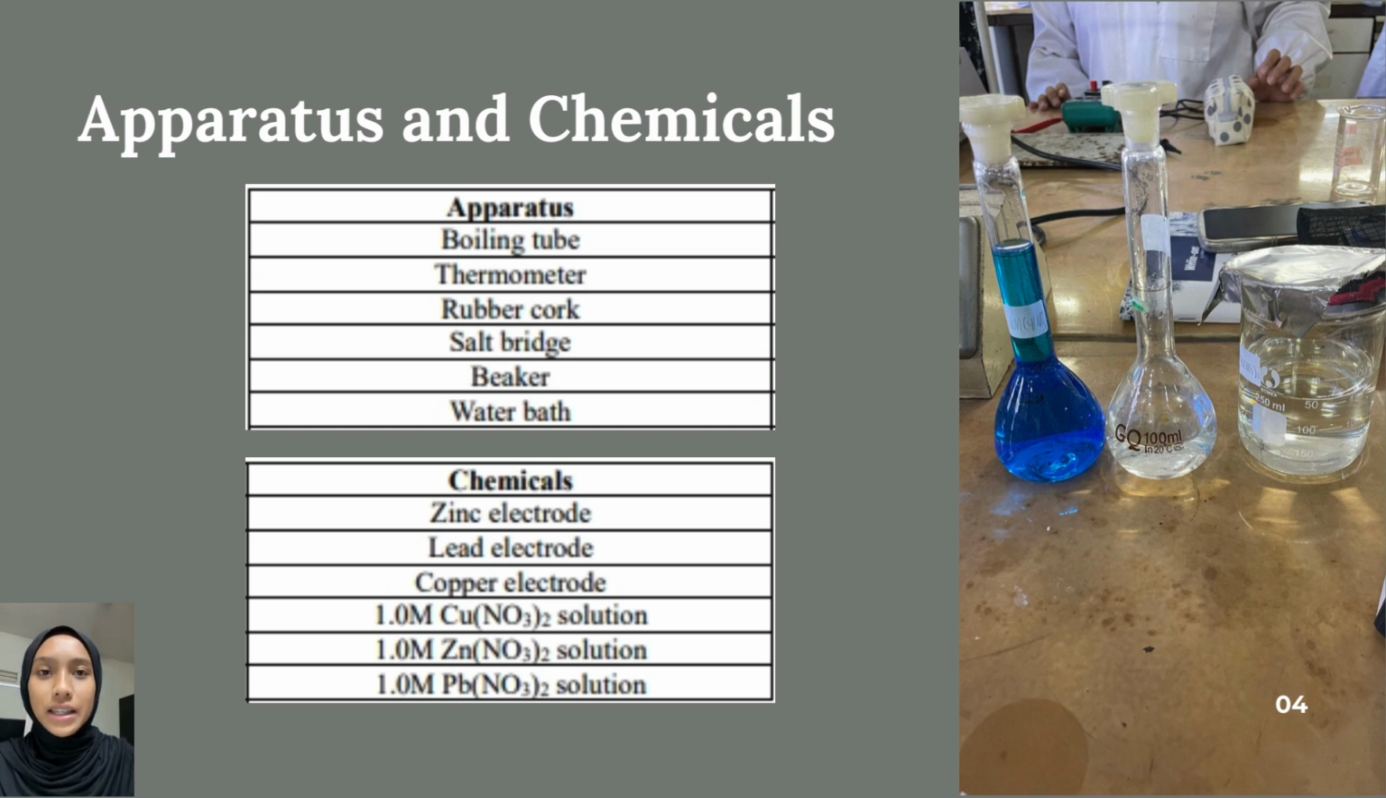So the apparatus we use in this experiment is a boiling tube, thermometer, rubber cork, salt bridge, beaker and water bath. And the chemicals that we use are zinc electrode, lead electrode, copper electrode, 1 molar copper nitrate solution, 1 molar zinc nitrate solution and 1 molar lead nitrate solution.